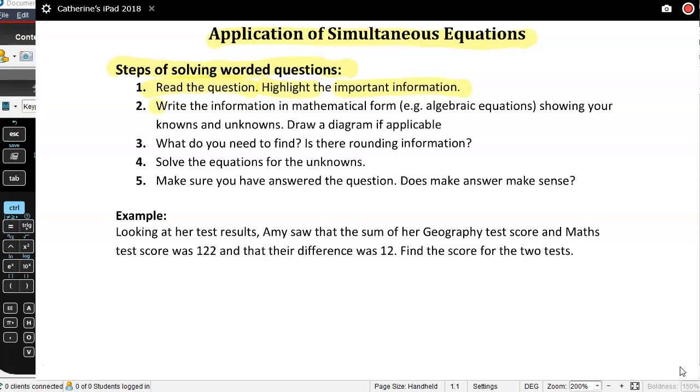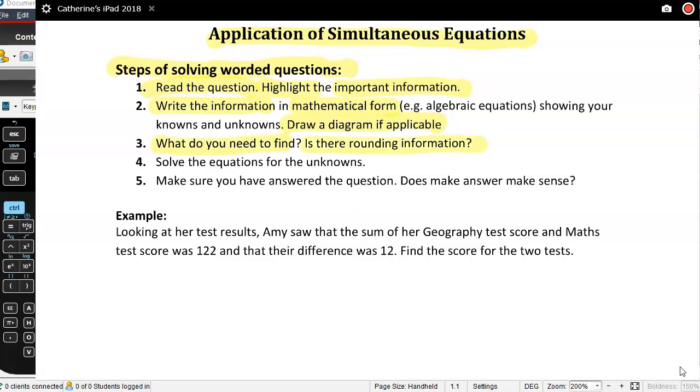Step 2, write the information in mathematical form. So here you can be thinking about equations, representing things as pronumerals. What does that mean? What do your pronumerals mean? Laying everything out in mathematical terms. In this step, you may also draw a diagram. Now, we might not be doing that in this exercise, but generally that would involve drawing a diagram in many questions.